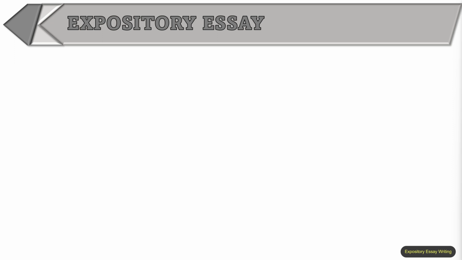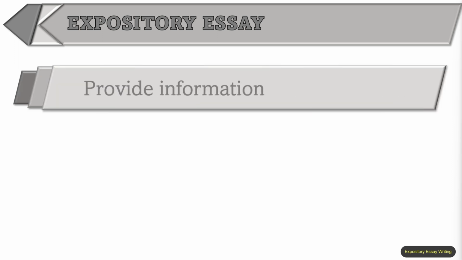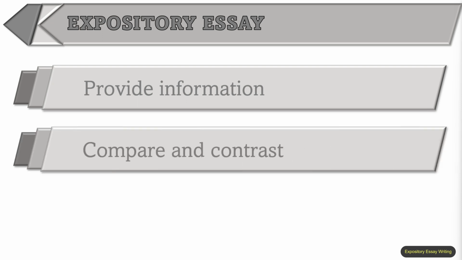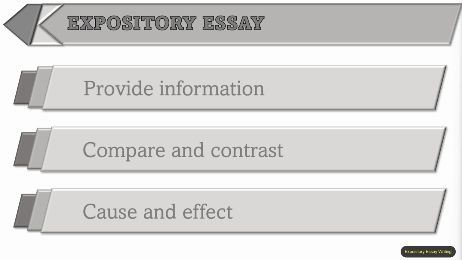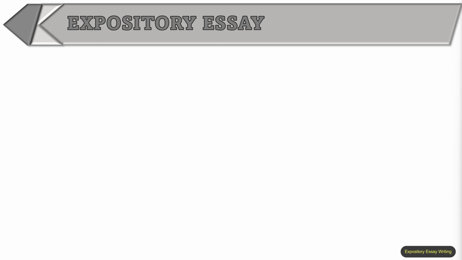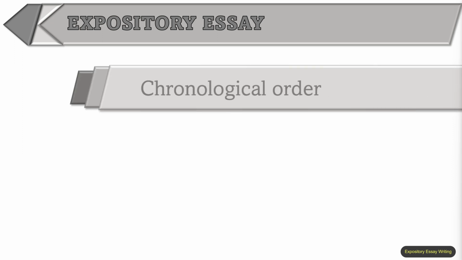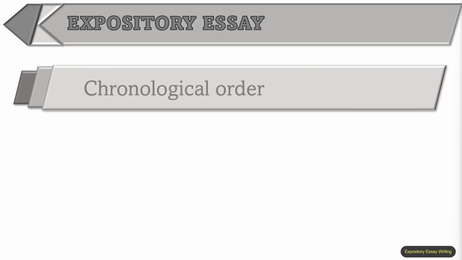An expository essay can provide information on a particular topic or subject, compare or contrast concepts or ideas, and discuss cause and effect relationships. This type of essay uses chronological order to help the readers thread the different ideas presented.